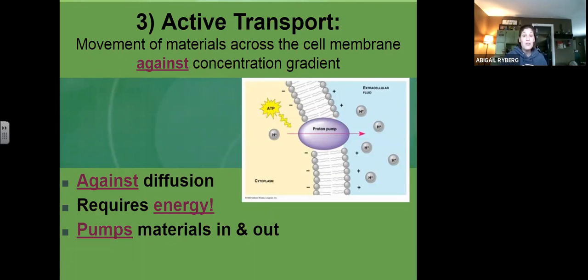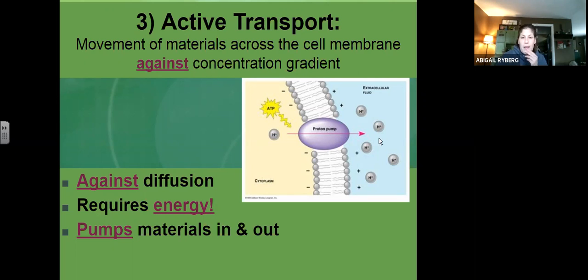Again, think of active transport as truly being an active process. Here's the kicker: the movement of the materials across the cell membrane is going against the concentration gradient. This is the first time we have seen molecules going against the gradient, which means the molecules are going from an area of low concentration and being pushed to high. Because it's going against the gradient, it requires an input of energy. Think of it as needing a boost to move through.